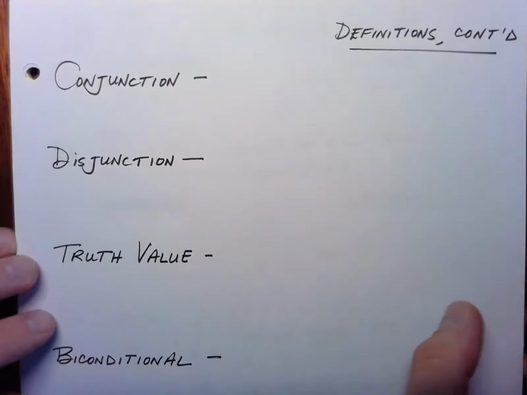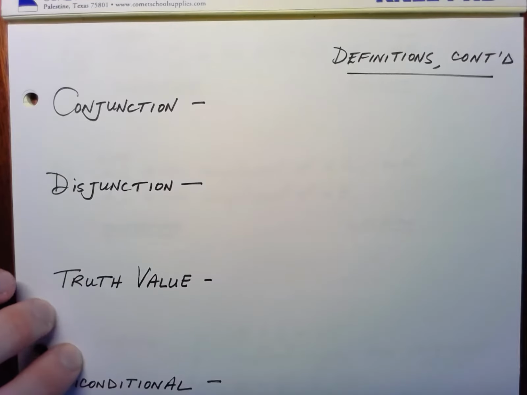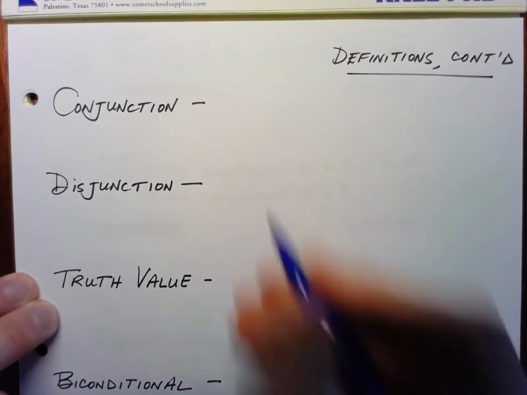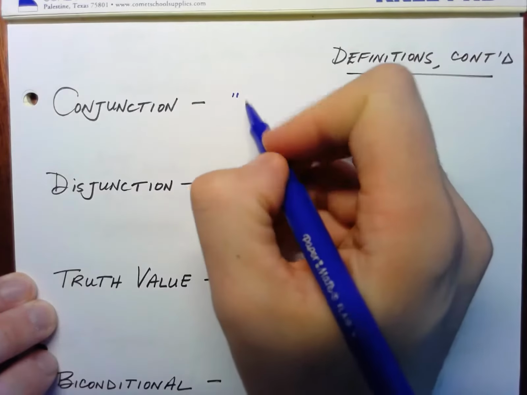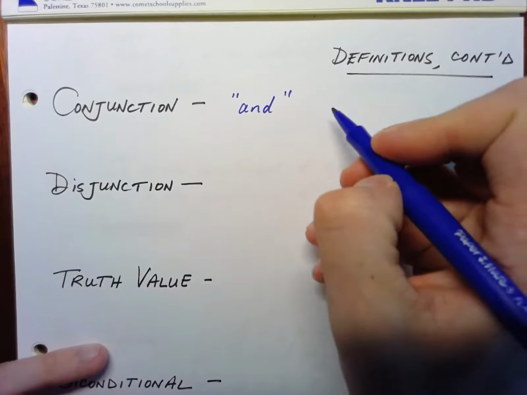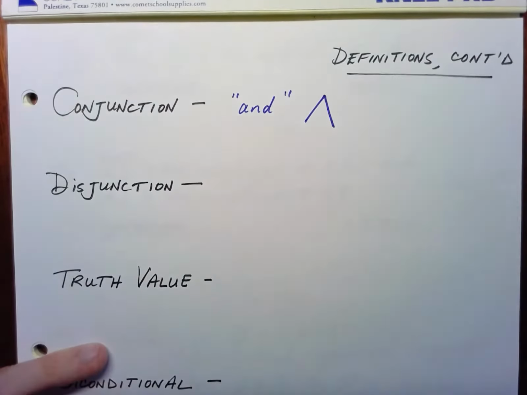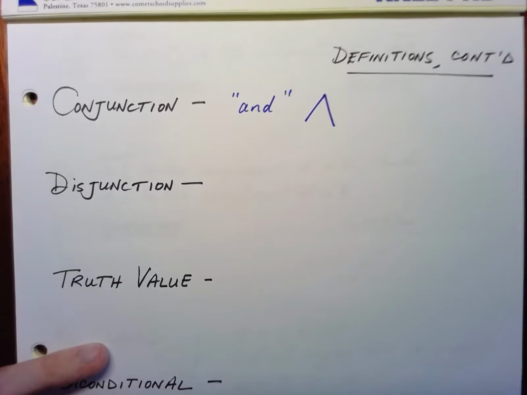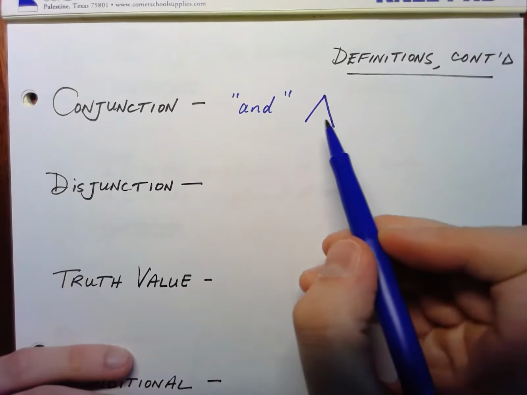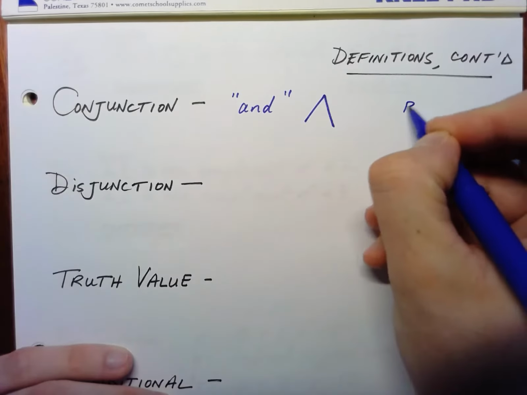So more definitions right here. A conjunction is an and statement. This is an and statement, okay? And the symbol is this little V that looks like it's pointing up. It's actually a big V, okay? And this is where you can take two different things and combine them with "and," and this means both.